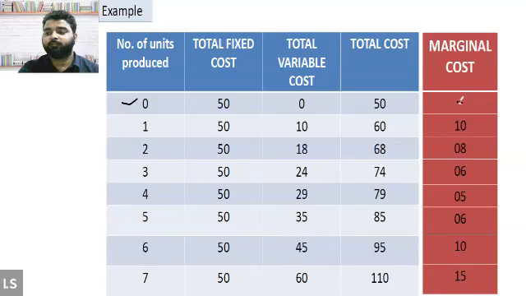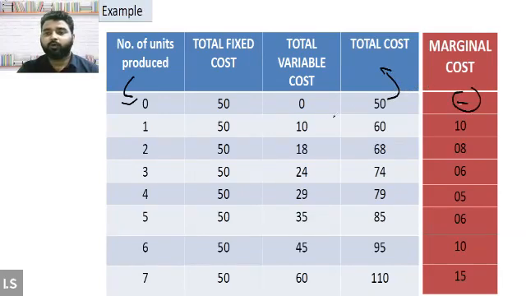So we will keep dash at the zero unit of output, since in order to calculate marginal cost we need to have the total cost prior to zero. Since there is no production before zero, there will be no cost before zero, so you won't be able to calculate marginal cost as well.